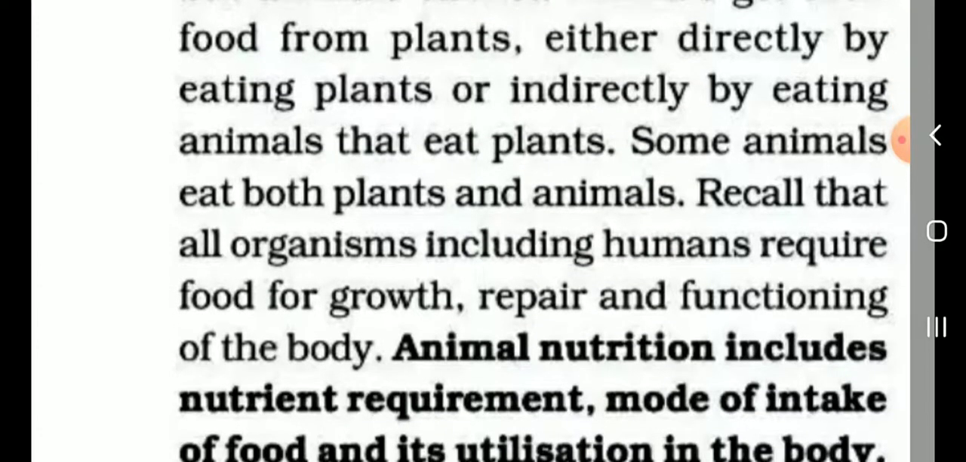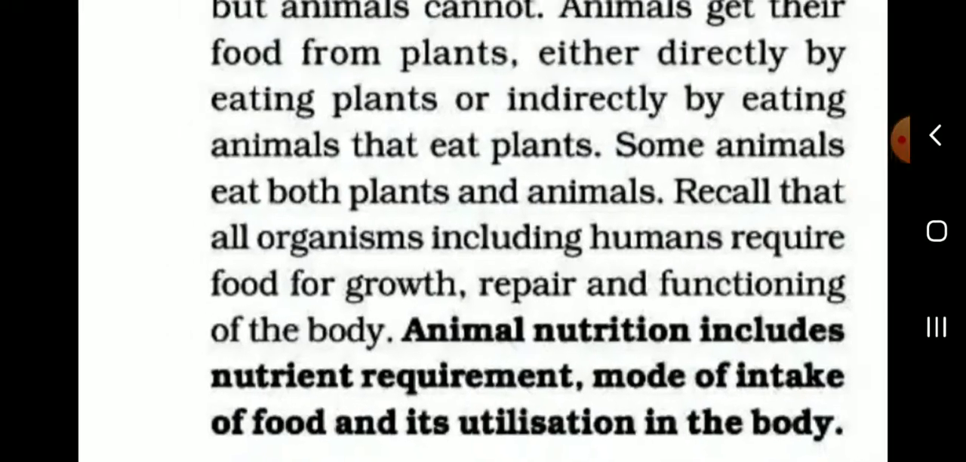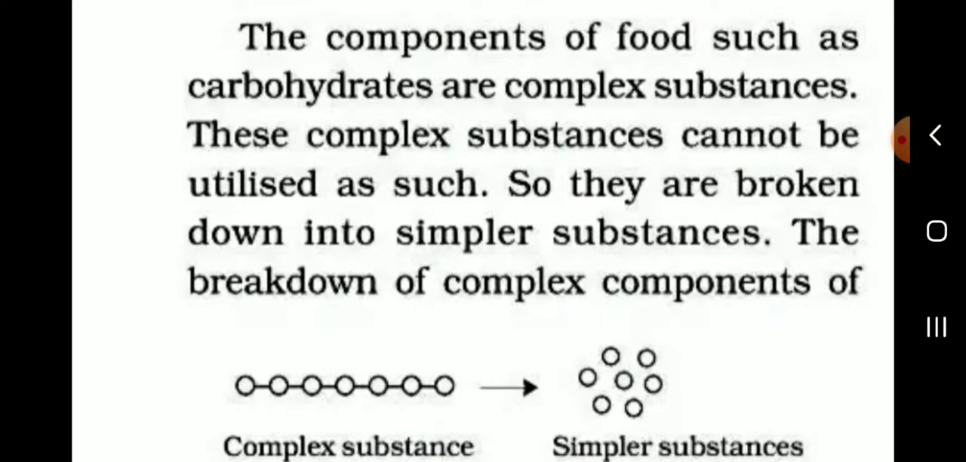Okay, listen. Animal nutrition includes the nutrient requirement, the mode of intake of food, and its utilization in the body. Now, the components of food. What are the components of food? Already we learned in 6th standard. Carbohydrates, proteins, fats, vitamins, minerals. That is the components of food.